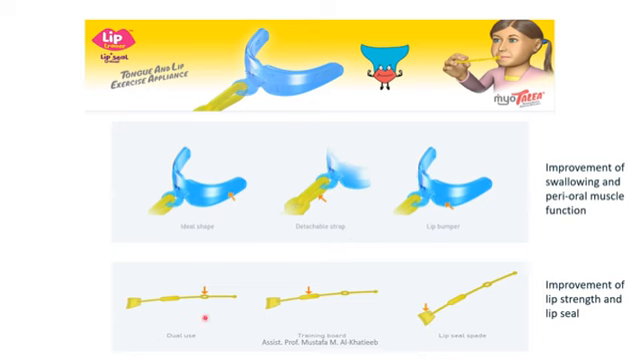And this is the lip seal exercise. This is the lip seal trainer. And this is the lip trainer, and this is the lip seal trainer. This is the dual use, the train board, and also the lip seal pad. The lip trainer is for improvement of swallowing and perioral muscle function, while the lip seal trainer is for improvement of lip strength and lip seal.